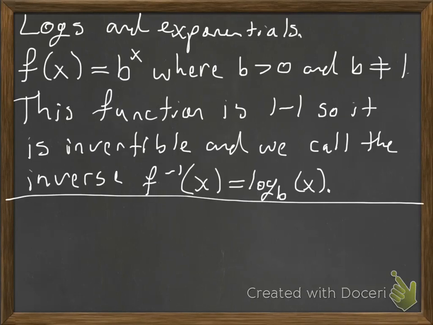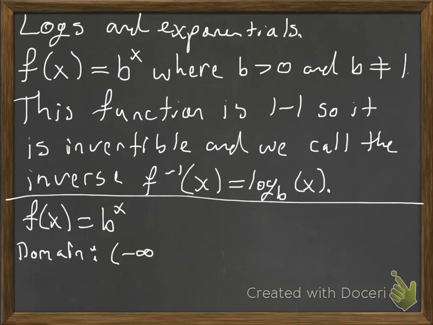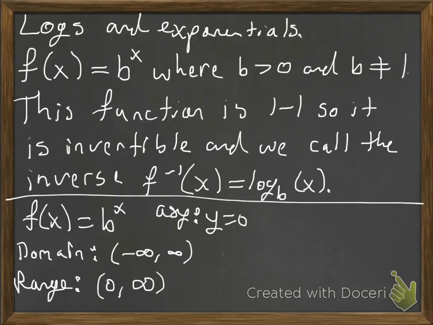And so a couple of properties here. If we look at our original function, b to the x, the domain was everything, all real numbers, and the range was 0 to infinity. And we had a horizontal asymptote y equals 0. The big thing with finding inverses was switching x and y. So the horizontal asymptote y equals 0 will be switched to a vertical asymptote x equals 0. The domain and the range will also be switched because those are the inputs and the outputs, the x and the y's.